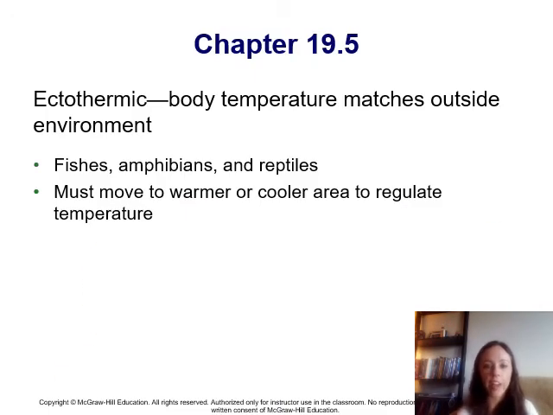So all of the aforementioned animals are ectothermic, which means they cannot regulate their own body temperature. Or you may have heard the term cold-blooded, which pretty much just means the same thing. Instead, they have to move to warmer or colder areas in order to regulate their body temperature.